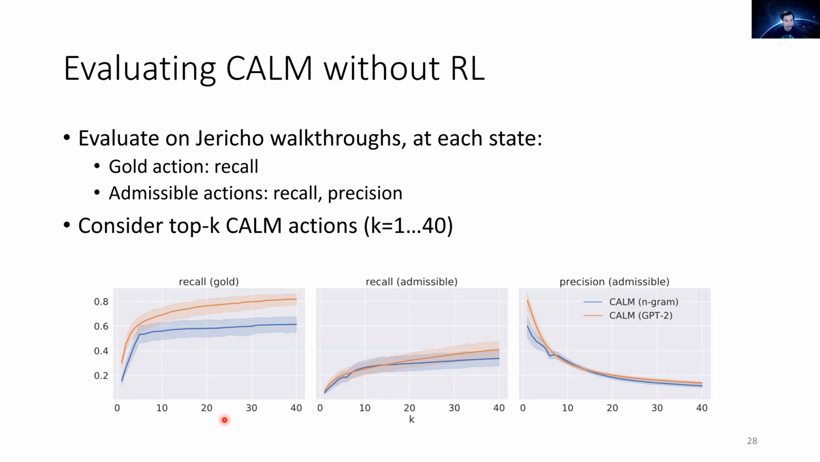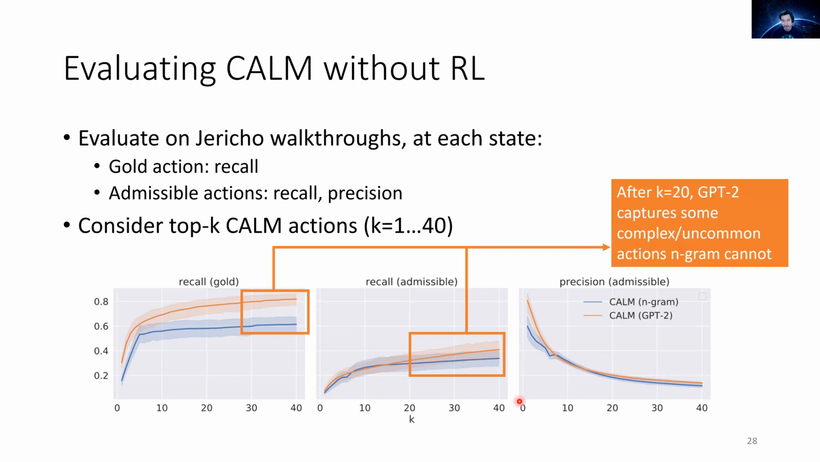On the left here, we're interested in the recall of the gold action, where the gold action is defined as the action that's taken by the walkthrough. We can see that GPT, in orange, actually gains a significant performance increase over the baseline n-gram model, especially as the number of actions increases. That's also true when we're trying to quantify recall over the full set of valid actions. This indicates that GPT has a little bit more diversity and can capture some of these uncommon and complex actions that the n-gram model struggles to capture.